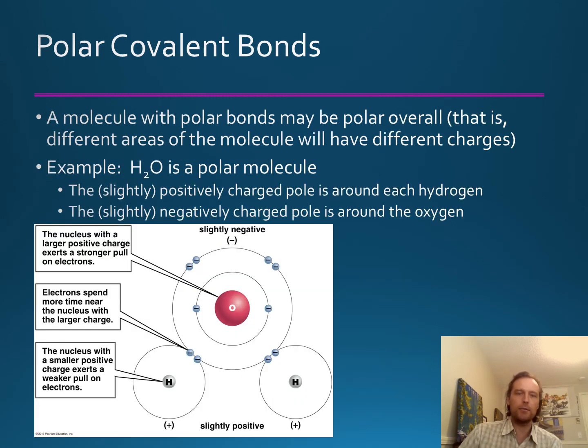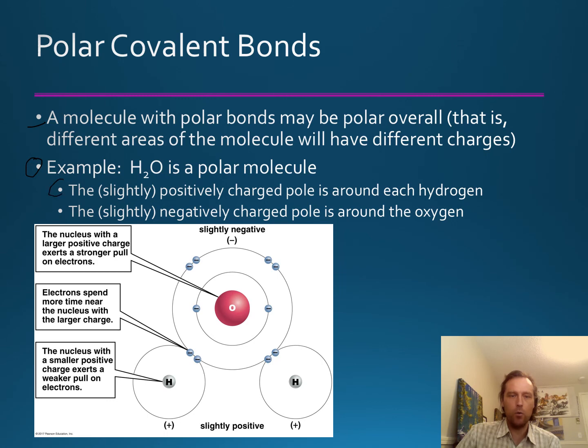Polar covalent bonds. Bullet 1. A molecule with polar bonds may be polar overall. That is, different areas of the molecule will have different charges. Example, water. H2O, very important molecule to understand for living things. It is a polar molecule.